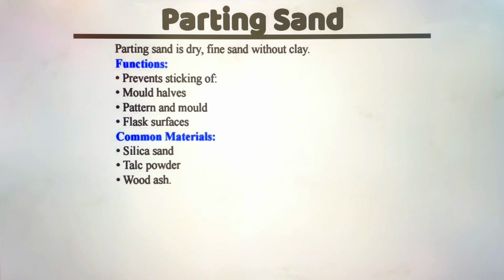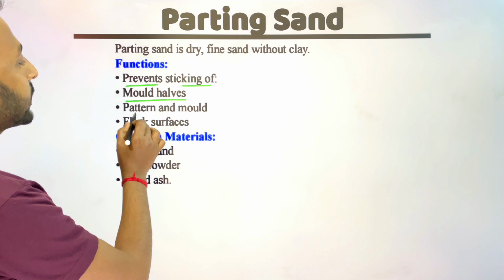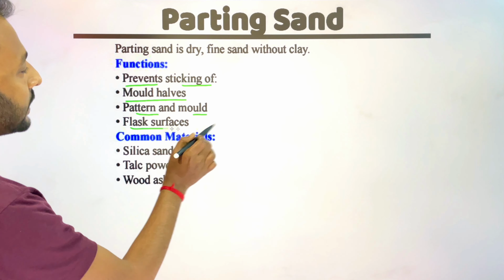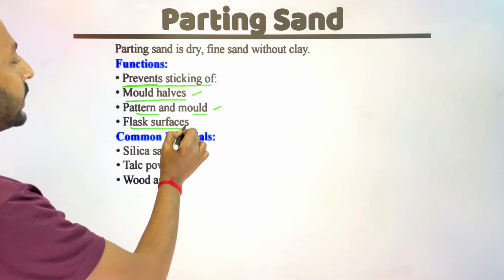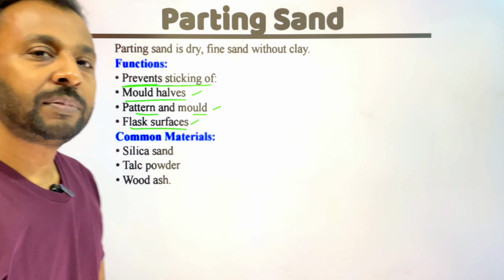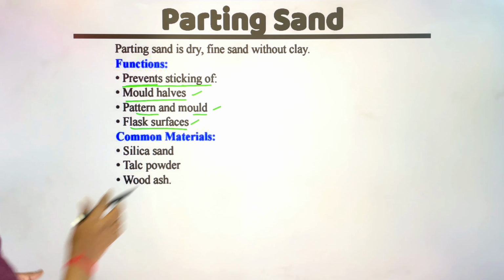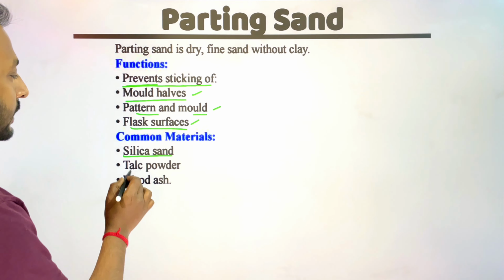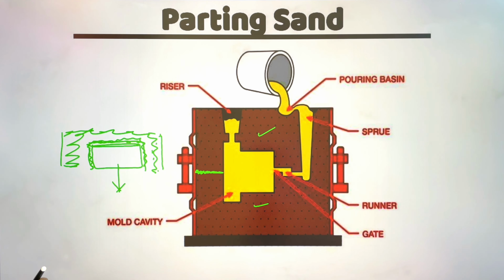This is the parting sand. So it prevents sticking of mold halves, pattern and mold flask surfaces. On every surface we are using parting sand. Common parting sands are silica sand, talc powder, or it can be wood ash. This is the parting sand.